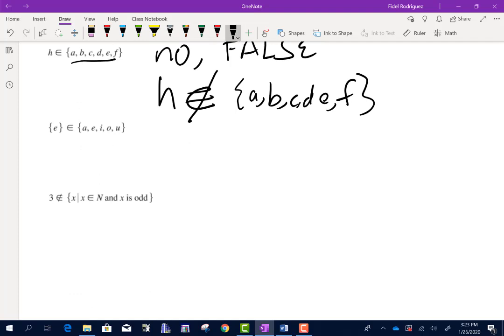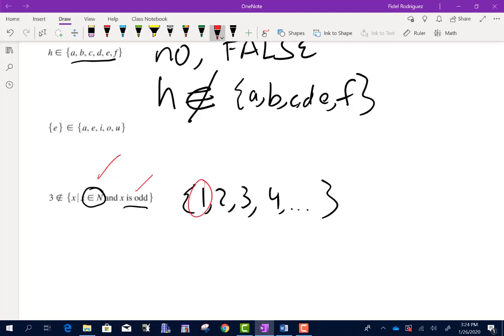3 is not an element of the set where X is a natural number. This is how I read this part. It's a natural number, and it's odd. Okay, so let's think about natural numbers for a minute. Remember, 1, 2, 3, 4, so on and so forth. Okay, so number 1, it is a natural number. Number 2, is the number 3 odd? Yeah, it's odd. Numbers like 1, 3, 5, 7, those are odd numbers, right? This is saying it's not a natural number and it's not odd. Well, that's actually false because it is a natural number and it is odd, right?